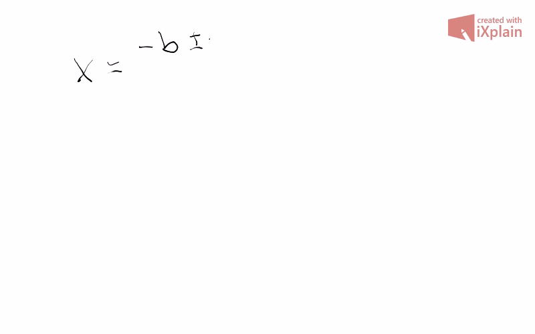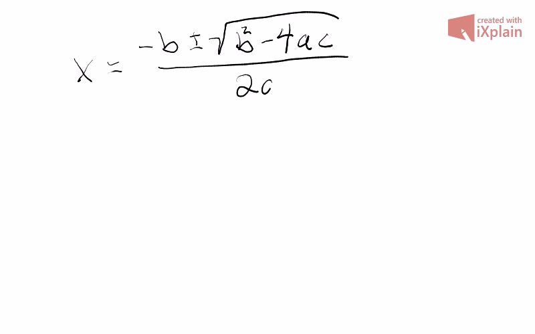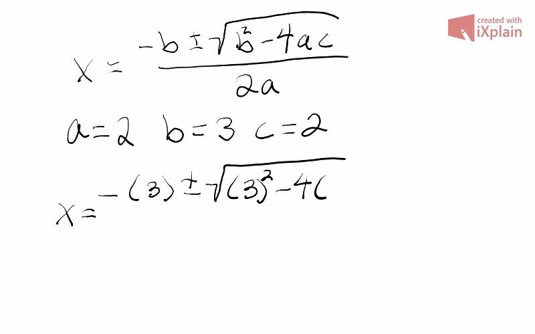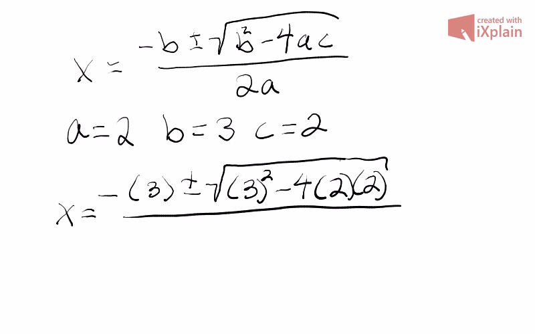Remember that the quadratic formula is negative b plus or minus the square root of b squared minus 4ac all over 2a. Remember that a was 2, b was 3, and c was 2. So putting those things in, as always, put them in parentheses just to make sure we keep everything straight. We'll have a negative 3 plus or minus the square root of 3 squared minus 4 times the a, which was 2, times the c, which was 2. All of that stuff divided by 2 times the a, which was 2.